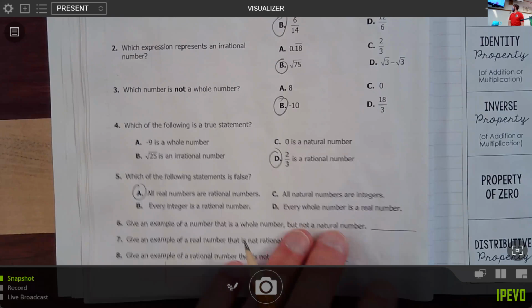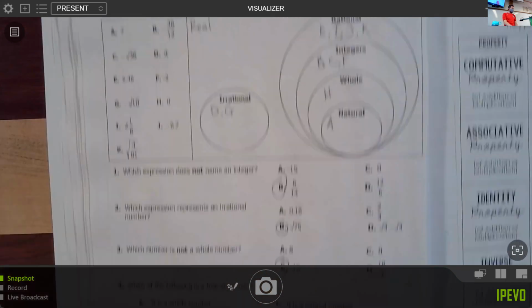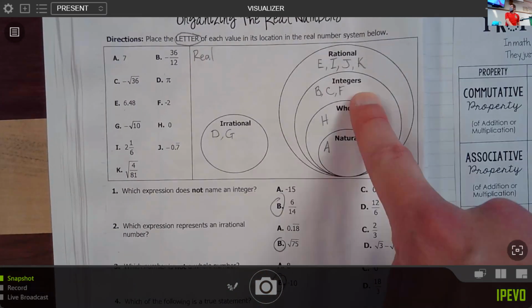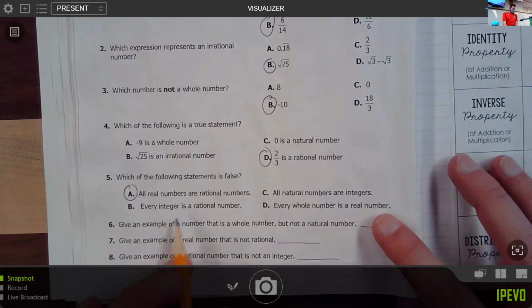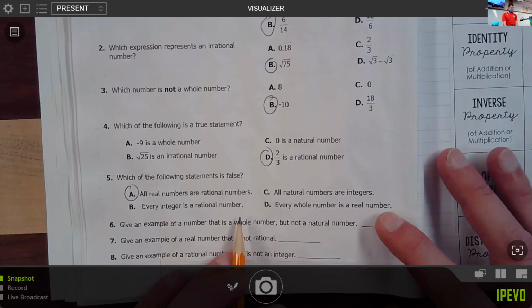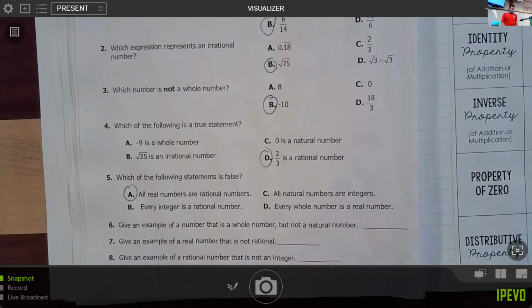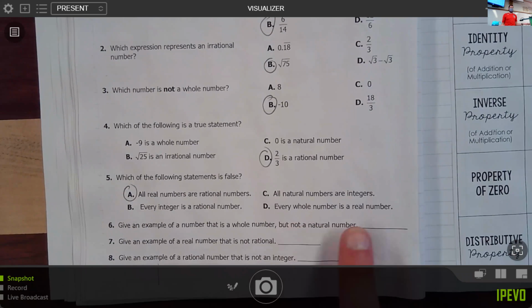All natural numbers are integers. So every natural number is contained within the integers. So that is true. Every integer is a rational number. That is true because integers are within the rational numbers. And then every whole number is a real number. Well, that's true because every number that we use is a real number.